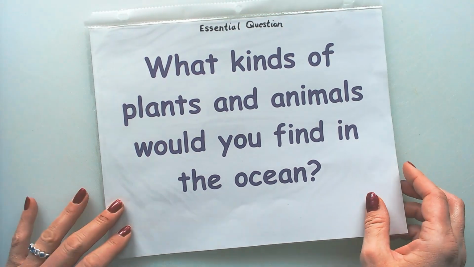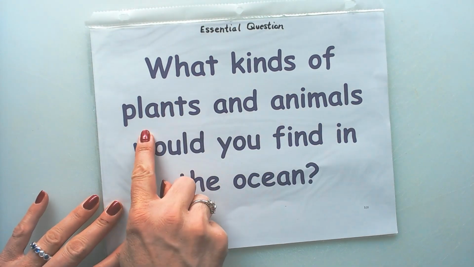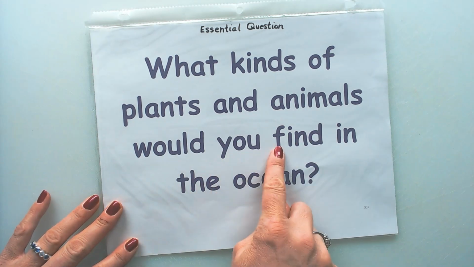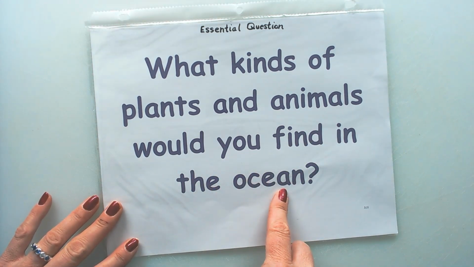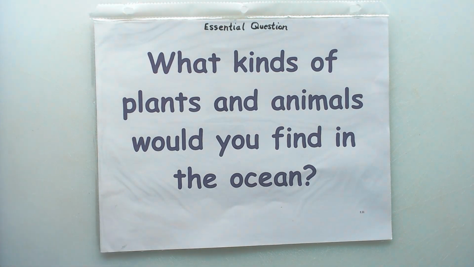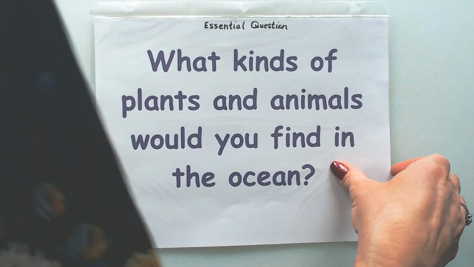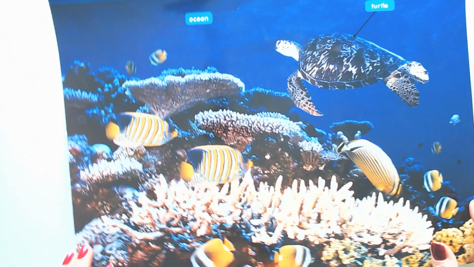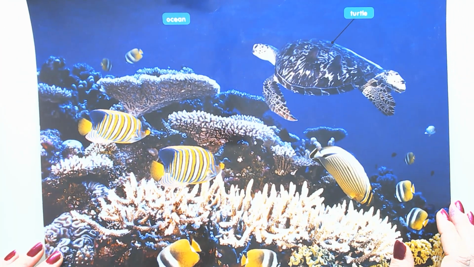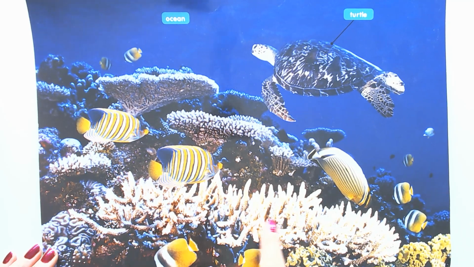So here's a question. What kinds of plants and animals would you find in the ocean? And it really just depends on where you are in the ocean. Some oceans are cold, some are warm. But here's a picture of an ocean. I think this is a warm ocean. This is a coral reef right here.